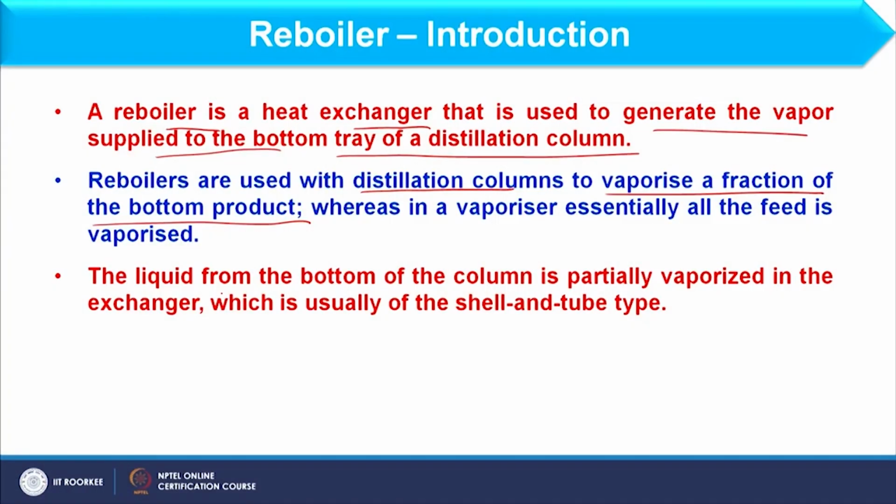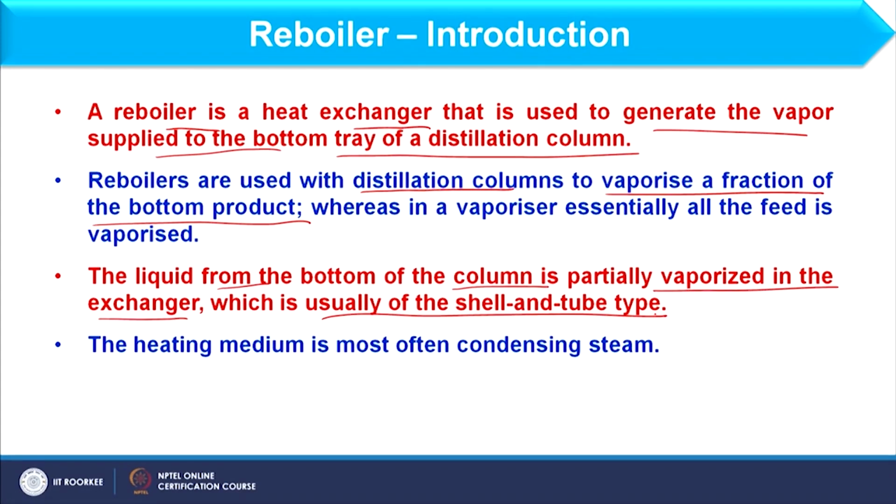And further, the liquid from the bottom of the column is partially vaporized in an exchanger which is usually of the shell and tube type. So, here you see reboilers are again a shell and tube type assembly, as we found with the condenser. Here we will classify the reboiler, but those are especially shell and tube type.